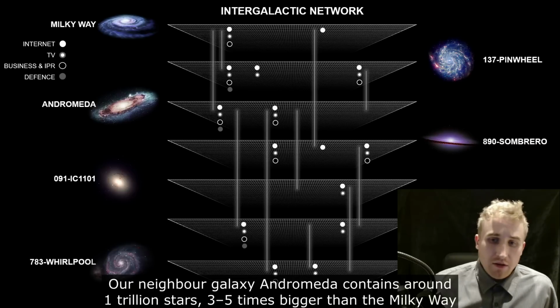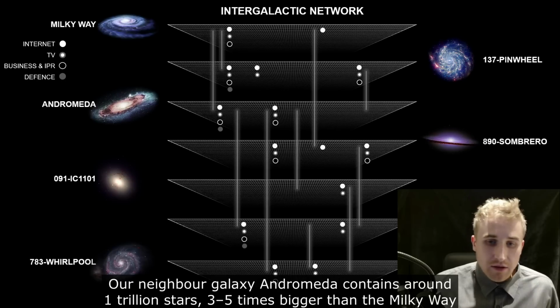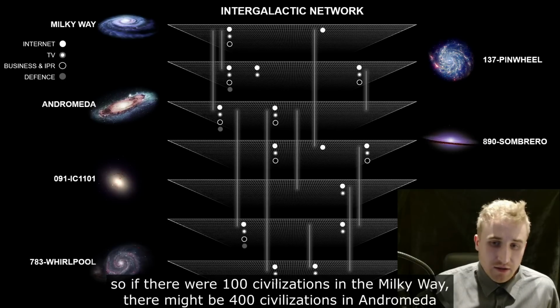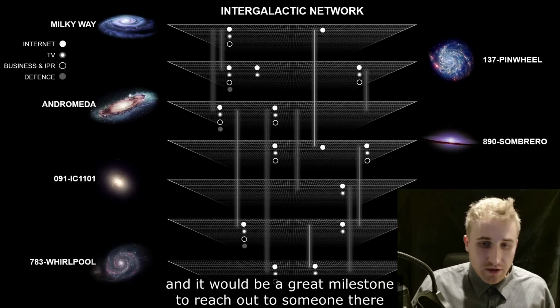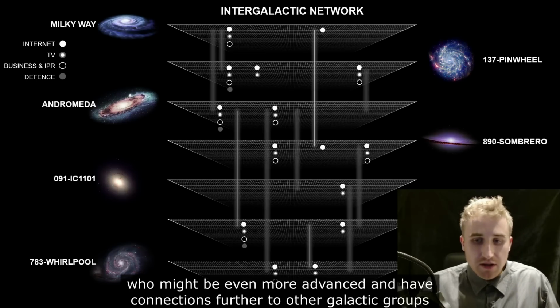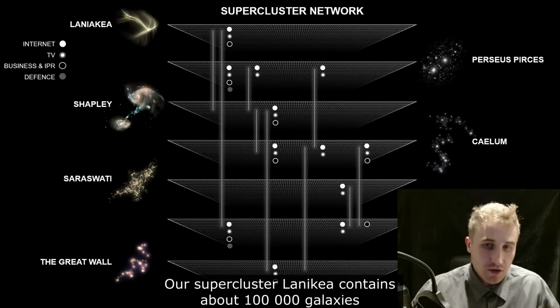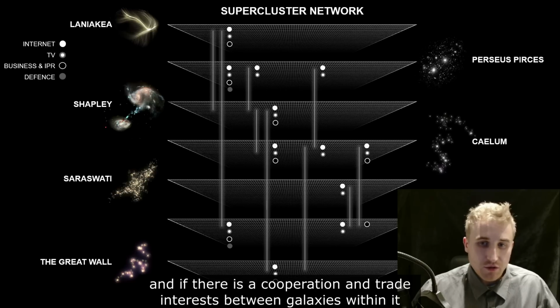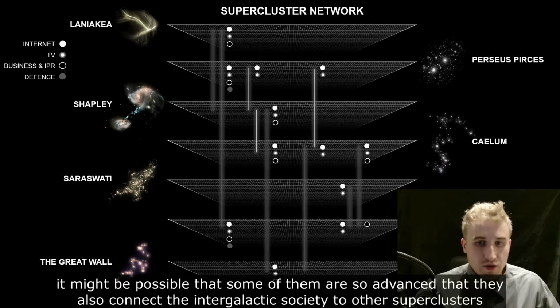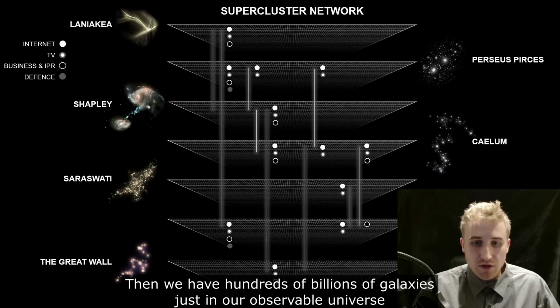Our neighbor galaxy, Andromeda, contains around 1 trillion stars, 3 to 5 times bigger than the Milky Way. So if there were 100 civilizations in the Milky Way, there might be 400 civilizations in Andromeda. And it would be a great milestone to reach out to someone there who might be even more advanced and have connections further to other galactic groups. Our supercluster Laniakea contains about 100,000 galaxies, and if there is a cooperation and trade interest between galaxies within it, it might be possible that some of them are so advanced that they also connect the intergalactic society to other superclusters. Then we have hundreds of billions of galaxies just in our observable universe.